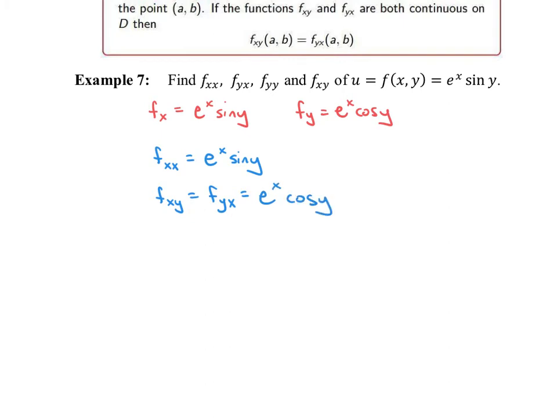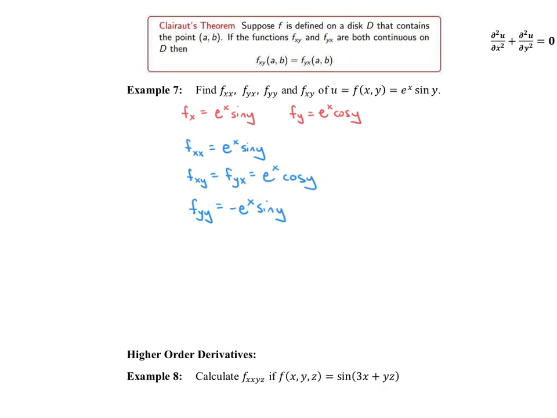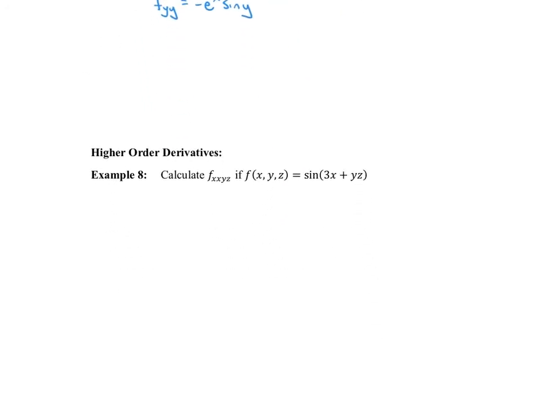And if we were to look at the derivative of the first partial derivative with respect to y, with respect to x, we would get the exact same thing. And so we can see that those two are equal in this case. And then the derivative with respect to y and then y again would be negative e to the x sine of y. All right, let's move on to example 8.